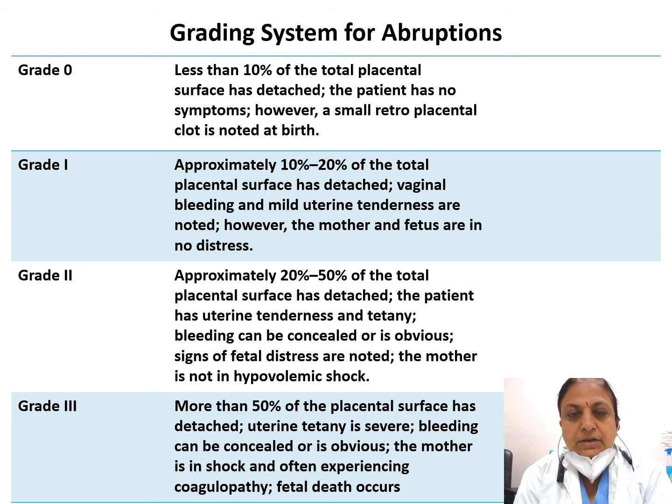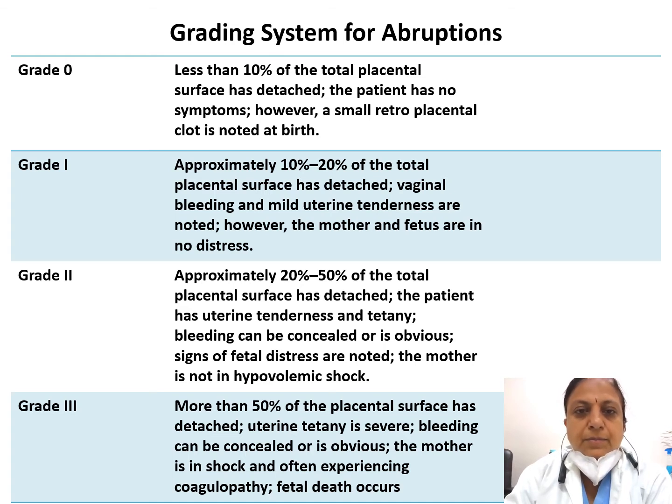Now let us learn about the grading system for abruption. There are various grades: grade 0, grade 1, grade 2 and grade 3. As you can see from grade 0 to grade 3, there will be an increase in the severity of clinical presentation. Let us see how. In grade 0, less than 10% of the total placental surface has detached. The patient has no symptoms. However, a small retroplacental clot is noted at birth. So you can correlate with the patient who has been diagnosed as abruptio after the delivery.